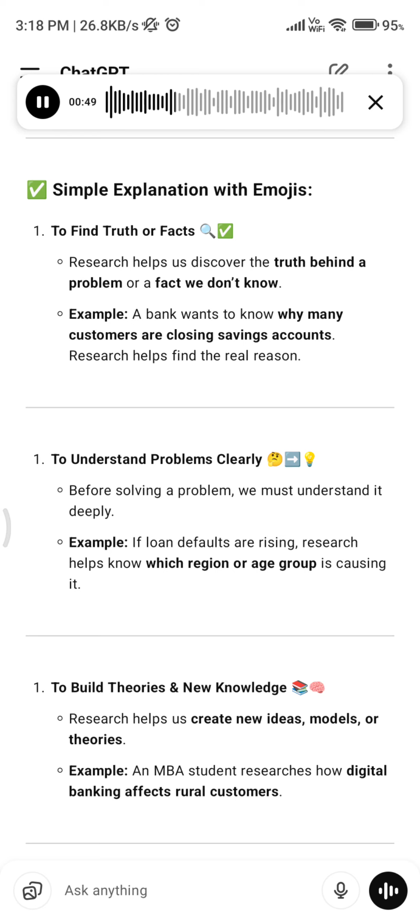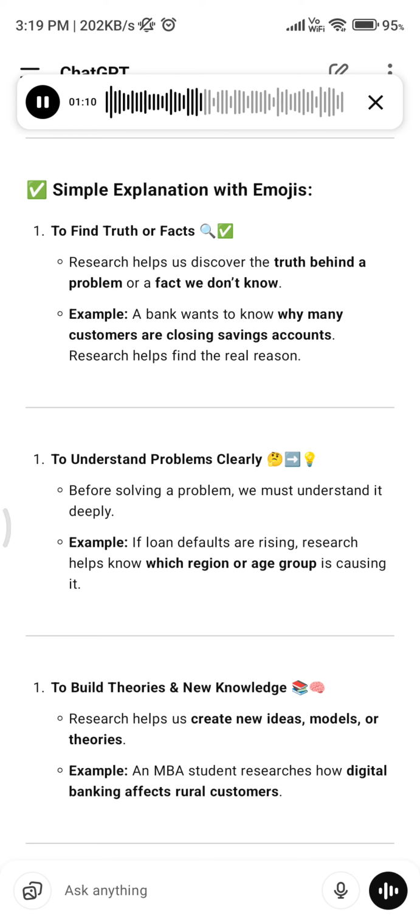Example: a bank wants to know why many customers are closing savings accounts. Research helps find the real reason. 2. To understand problems clearly. Before solving a problem, we must understand it deeply. Example: if loan defaults are rising, research helps know which region or age group is causing it.